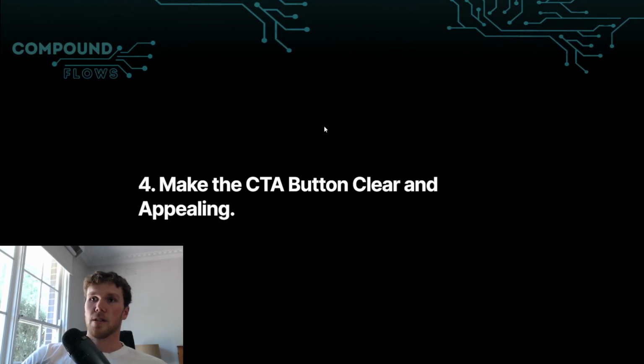So the fourth point is make the CTA button clear and appealing. So like I just said before, have something fun so they can click on, yes, grab my 10% off, or yes, give me 10% off, that type of thing. Make the color stand out. Obviously a big red button on a white background is going to stand out a lot. All that is very important to remember when you're creating your pop-up form.